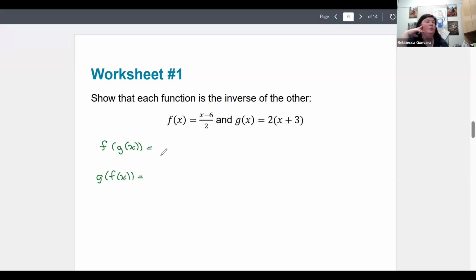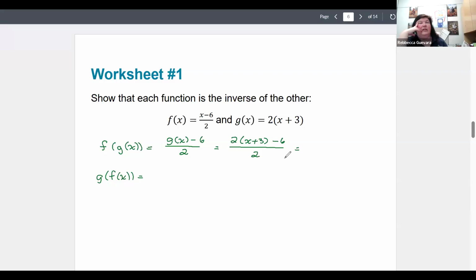Okay, so like I said, we have to do these compositions. So we have f composed with g, and f is (x minus 6) over 2. So we got g on the inside, so now it's going to be g of (x minus 6) divided by 2. And we know that g of x is just going to be 2 times x plus 3. That's my g, (x minus 6) divided by 2.